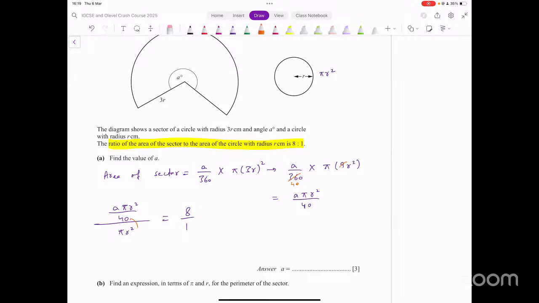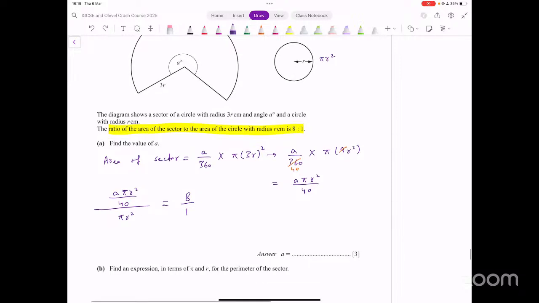This 40 will go to the denominator, right? So that this fraction becomes A pi r squared divided by 40 pi r squared. This 40 goes to the denominator. Pi r squared and pi r squared, they get cancelled. A over 40 equals 8. 40 times 8, 4 times 8 is 32 and 0. That's 320. The value of A turns out to be 320 degrees. That's what we were looking for.